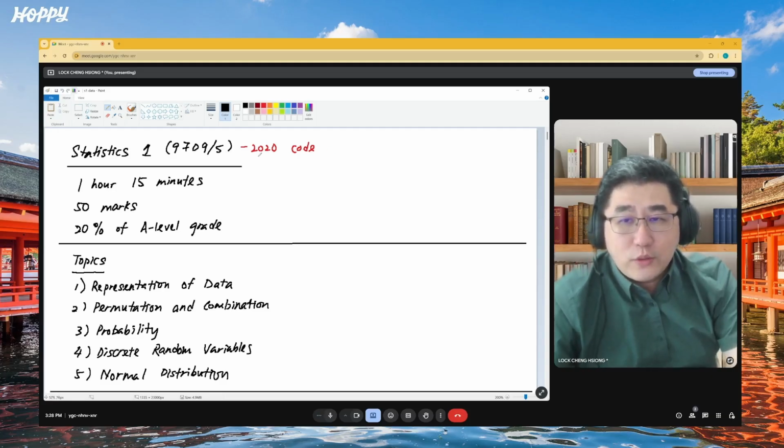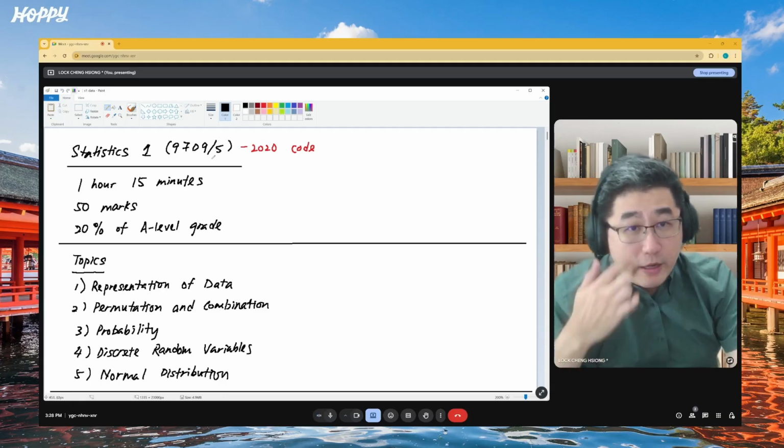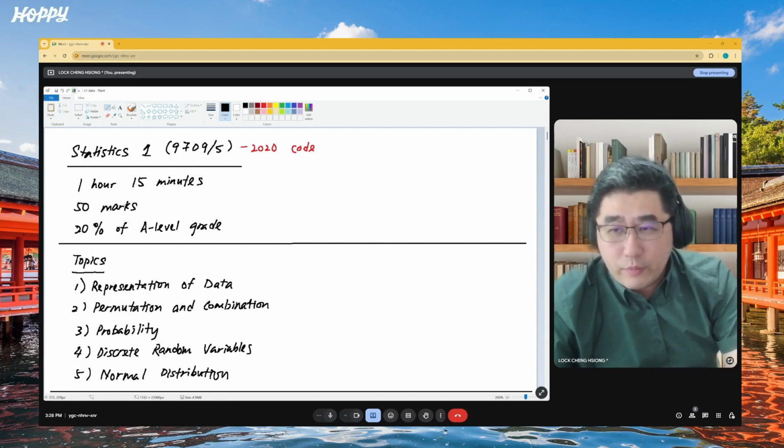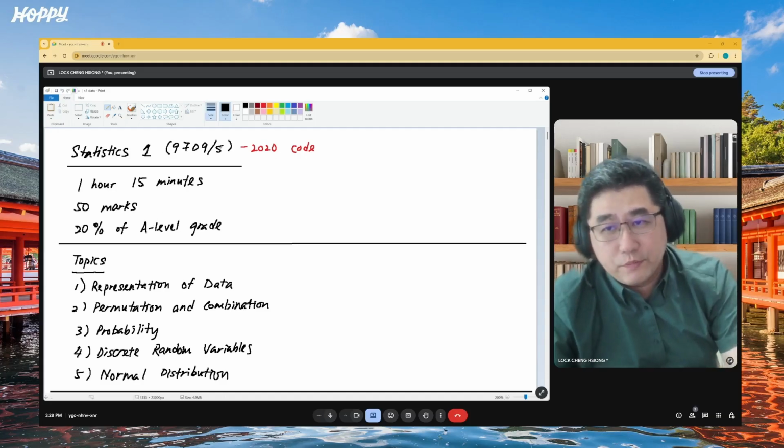Before 2020, 2019 and before, it is not paper 5, it's actually paper 6. The paper will be 1 hour 15 minutes, and it covers 50 marks for the entire paper, and it covers 20% of your entire A-level grade.